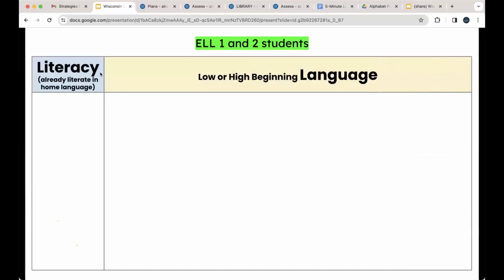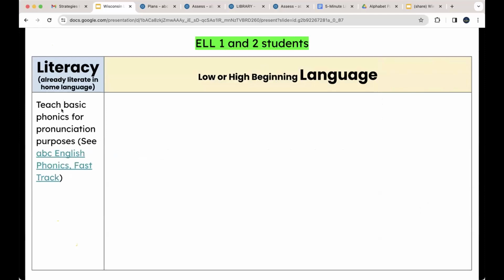These students are a little bit different because they are already literate in their home language, so literacy is much less of a focus. However, I still think it can be useful to teach basic phonics for pronunciation purposes. And within the ABC English website, in the phonics category, there's a set of lessons called Fast Track. That is for this purpose.